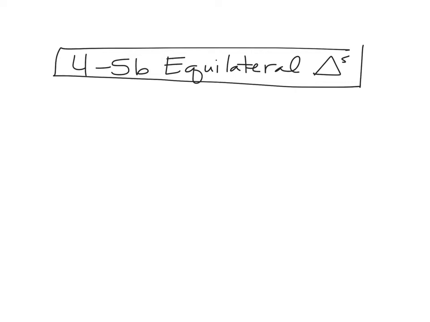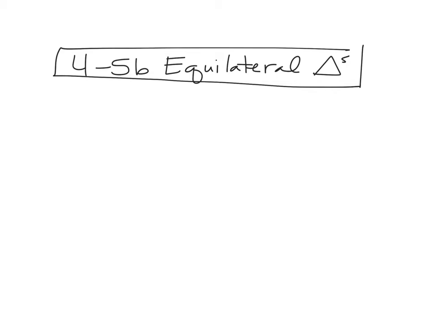Okay, we are doing 4-5B first. It's very short. I have 2 quick examples, and then we're done with that, and we'll move on to the 4-6 stuff. But 4-5B is all about equilateral triangles. So the first thing you need to know about this is if a triangle is equilateral, what does it mean to be equilateral? All 3 sides are equal.